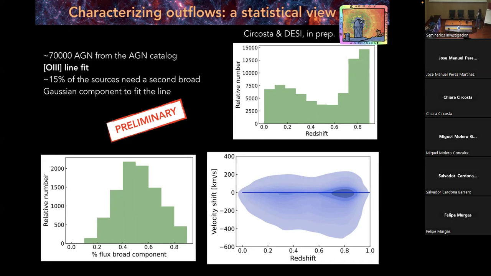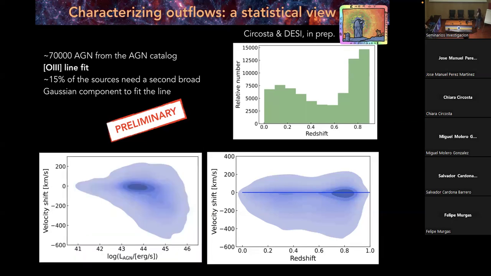One way we can start to check whether there is any evidence of outflow and blueshifted emission is to look at the velocity shift between the narrow and the broad Gaussian components. As you can see here, the distribution is a function of redshift. You see that the distribution is mainly offset towards negative velocity shifts. And in particular, this shift is increasing towards higher redshift.